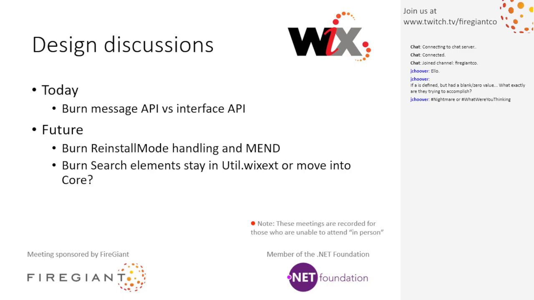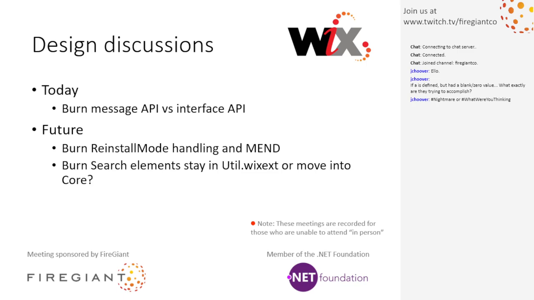Today, Sean wants to talk about the message API and stuff like that so that we can move forward on that. Or rather, I think Bob and I had questions about the API to burn messages and the interface, and our lack of understanding meant that we need to talk about it. And in the future, we have these things that we'll talk about that are less pressing than this message API thing. Hashtag nightmare, hashtag what were you thinking? No, we don't want to scare people away from Jacob. All right.